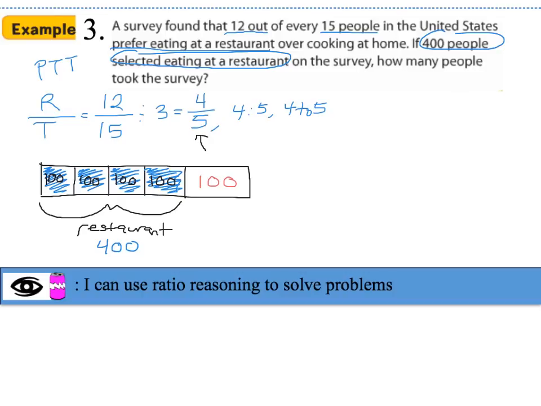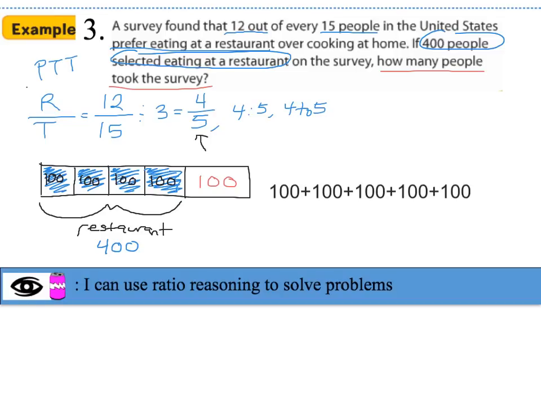So the boxes that are shaded blue represent the people who prefer eating at a restaurant, and the empty box represents the people who prefer cooking at home. So the tape diagram says 400 people preferred eating at a restaurant and 100 people prefer cooking at home. I can respond to the question of how many people took the survey by looking at my tape diagram.